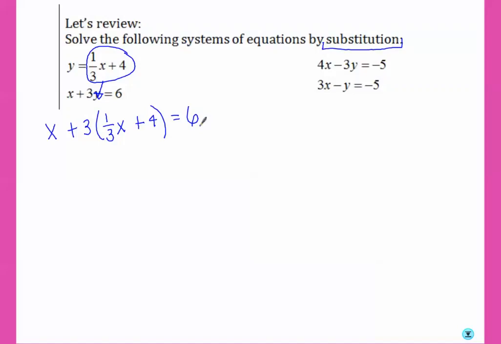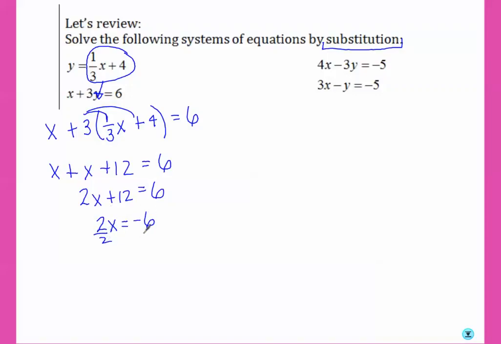So now we're going to do some basic algebra. Distribute the 3. Bring down the x. 3 times 1/3 is 1. 3 times 4 is 12. Equals 6. Combine our like terms. Solve for x by subtracting 12. And then divide by 2. X equals -3.